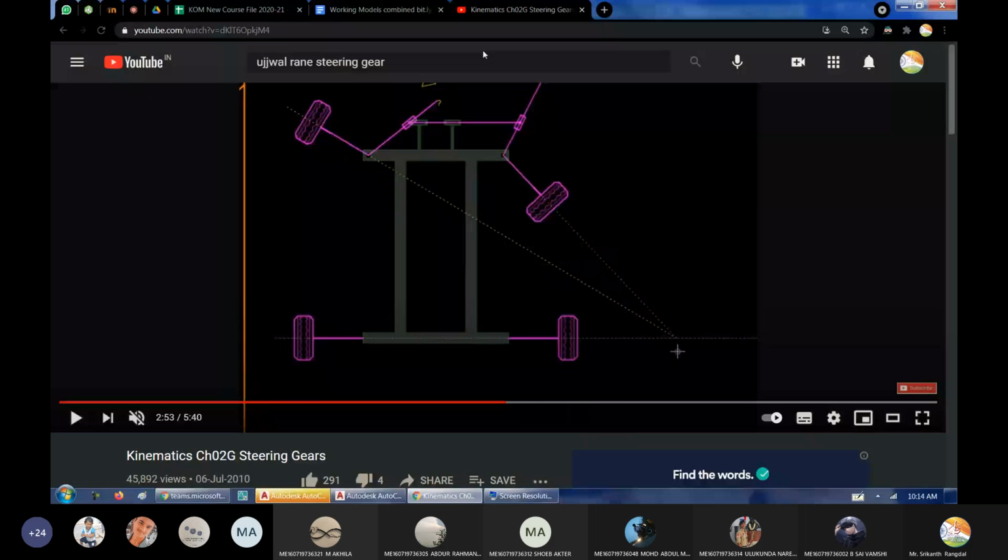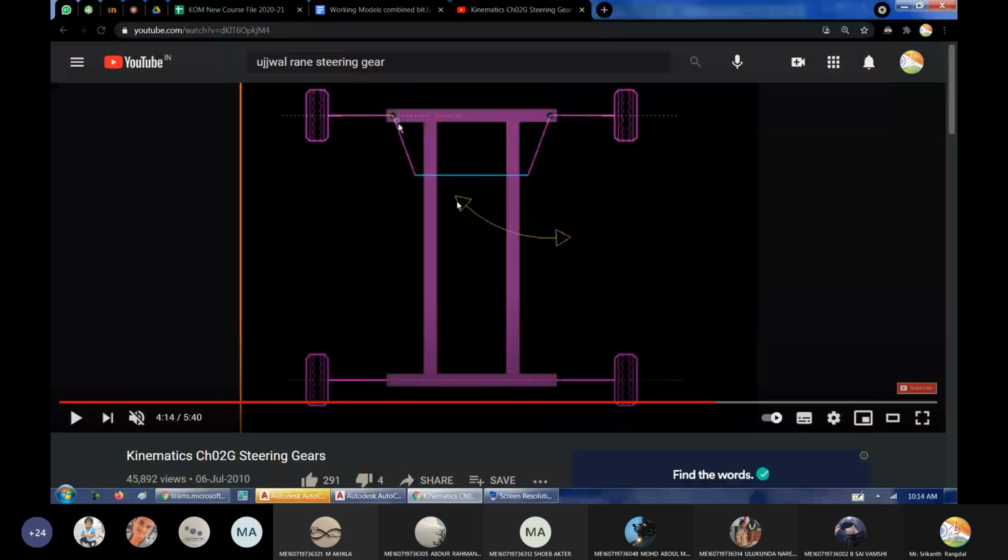Now coming to the next one, this is called Ackerman steering gear. Ackerman steering gear is basically a 4-bar mechanism.